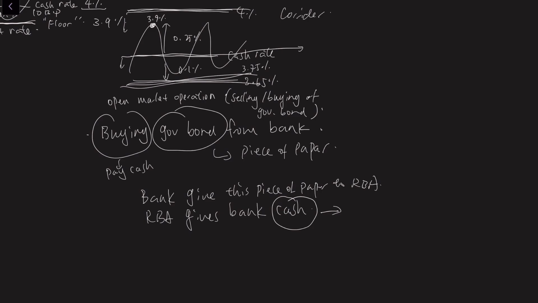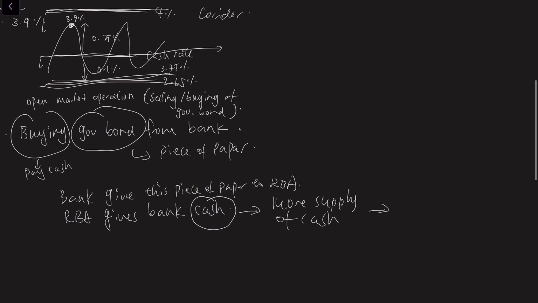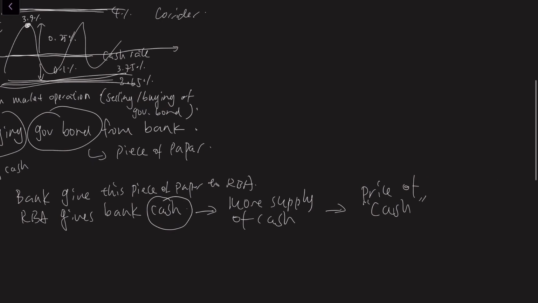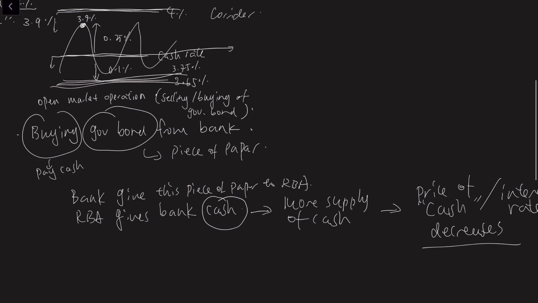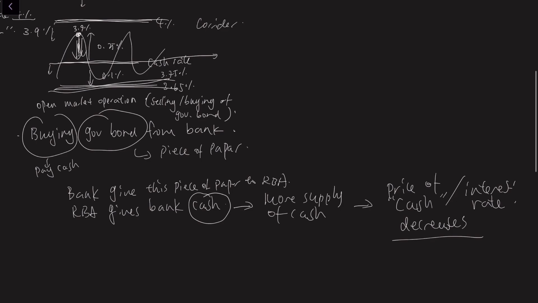But now, since there is more supply of cash, based on the demand and supply diagram, we know that the price of this cash, which is just the interest rate, because interest rate is essentially the price of money, decreases. So we can decrease the rate towards the 3.75% target. And the RBA may continue this process until the actual cash rate is 3.75%.